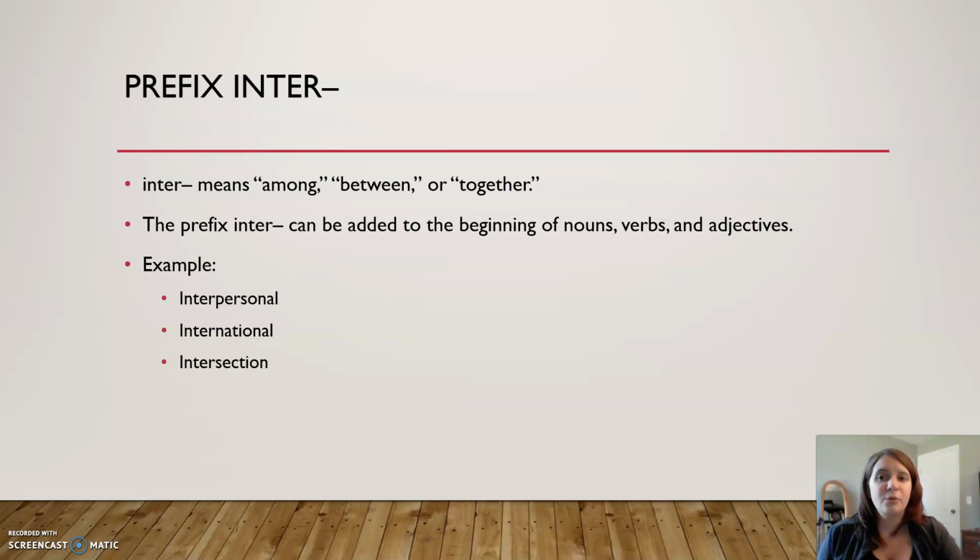Now we're going to be looking at the prefix inter. So inter means among, between, or together. This can be added to the beginning of nouns, verbs, or adjectives. Some examples are interpersonal, international, intersect, like intersection. So think about an intersection when you come to a red light, how the roads kind of all come together. That's a good way of remembering the word inter because that's where they all come together and the in-between part.